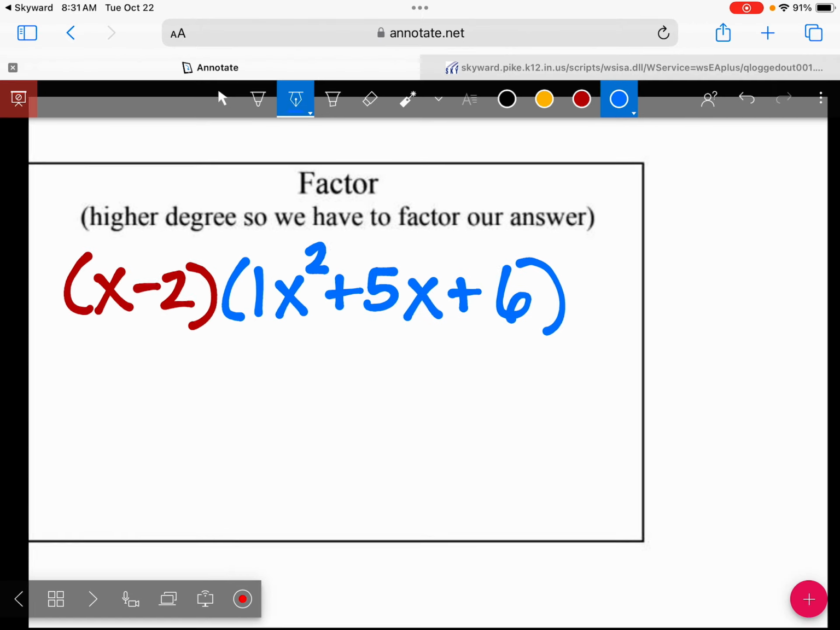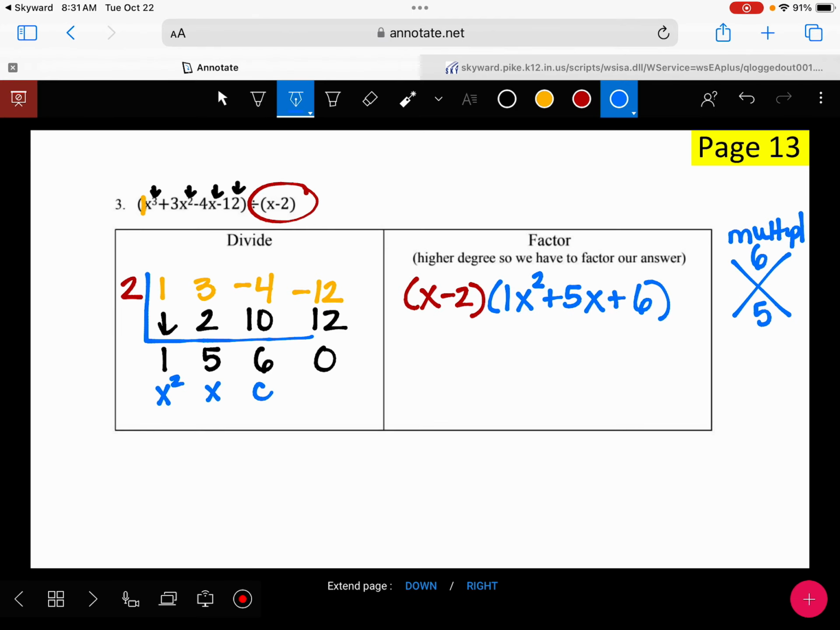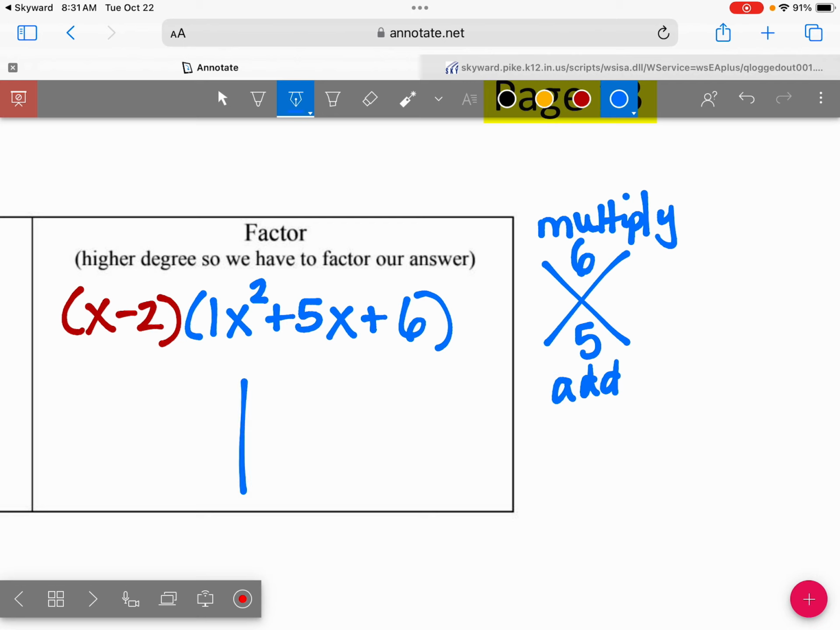So the first thing we need to do is find our two numbers that multiply to be 6 and add to 5. Don't say it out loud, but see if you can find two numbers that multiply to give you 6 and add to 5. What are some numbers that you know multiply to give you 6? 2 and 3. Who agrees that it's 2 and 3? Okay. So 2 and 3.